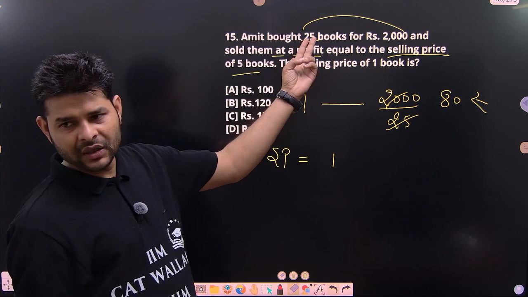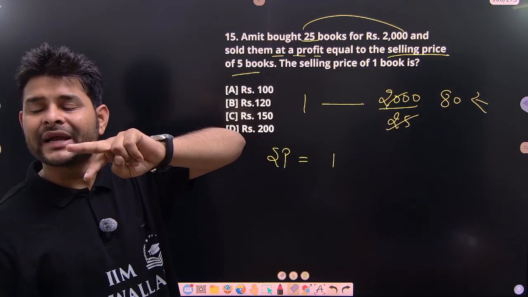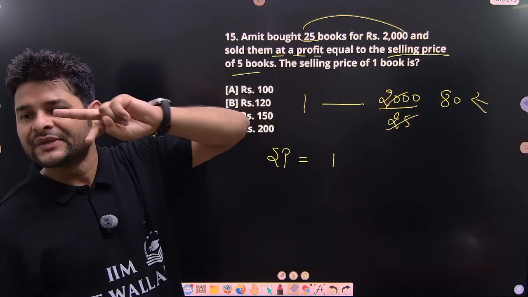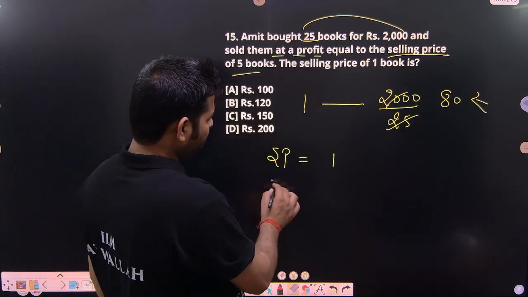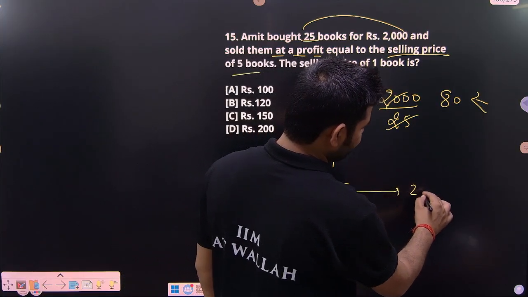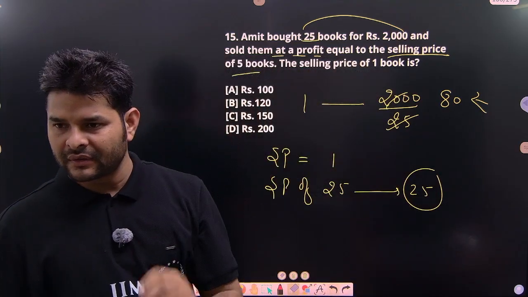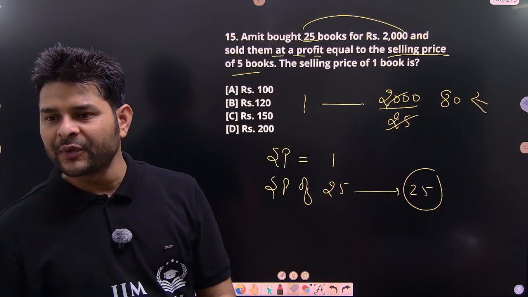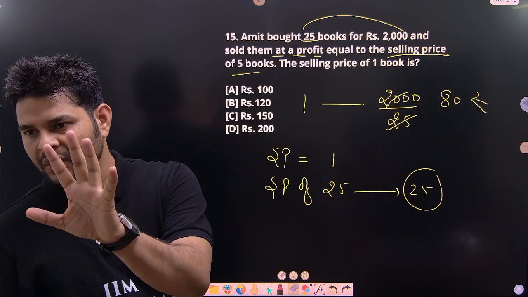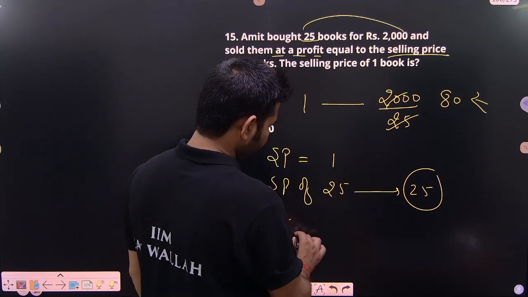He has sold 25 books. So after selling 25 books at rupees 25, he gains a profit of rupees 5. So SP of 25 books is 25. In this 25, profit is already included. How much profit? Equal to 5 books. SP of 5 books would be 5. So CP would be 20.